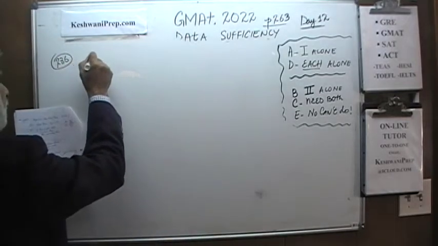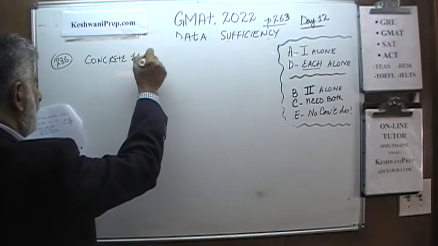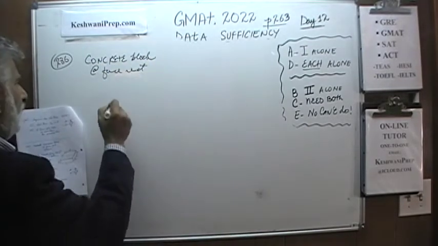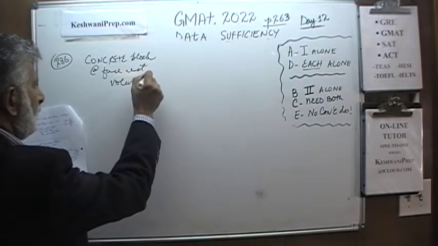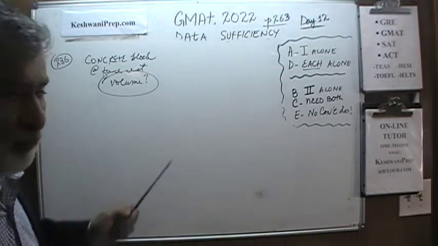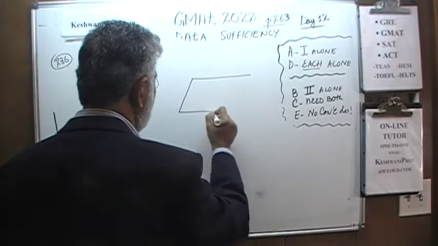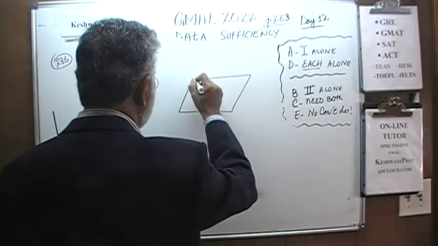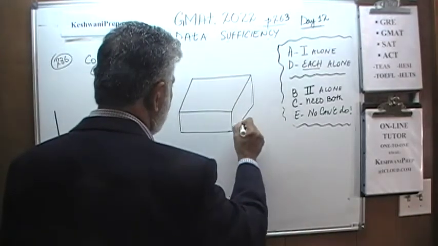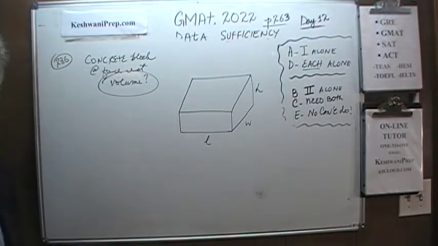We are told that we have a concrete block where each face is a rectangle. And what we want to find out is the volume of this concrete block. Let's draw the concrete block so we can see what we're dealing with. Each face is a rectangle, so we're dealing with something like this. There we go. We have our length, we have our width, and we have our height. And what we want to find out is the volume of this thing.